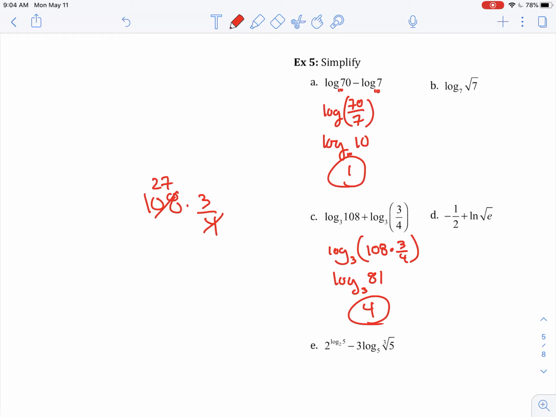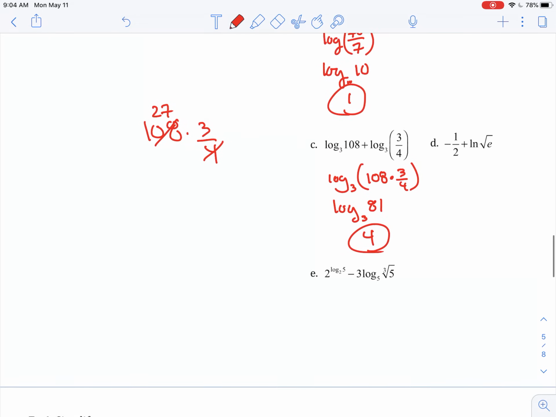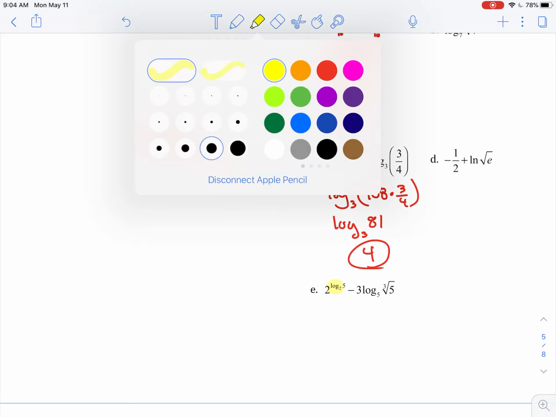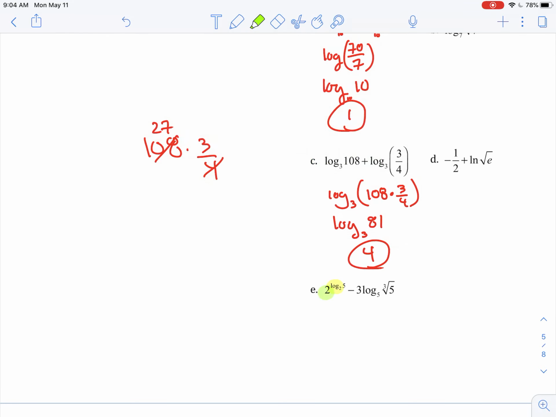I'm going to leave B and D for you to do, and we're going to look at E. Recall on E, you're plugging a log base 2 into an exponential of base 2, and we know that if you combine an exponential and a log, they are inverses of each other. They're both base 2. Whatever you plug in, as long as it's in your domain, you're going to get out. So the left side is just 5.